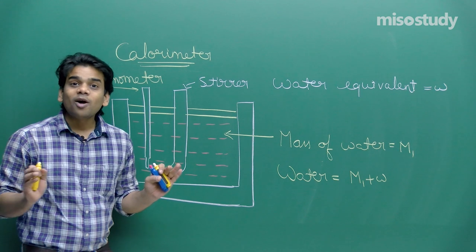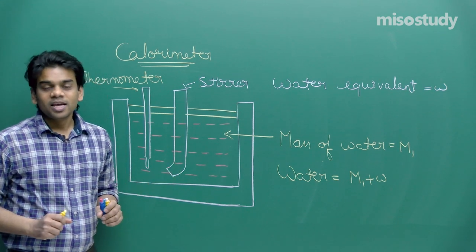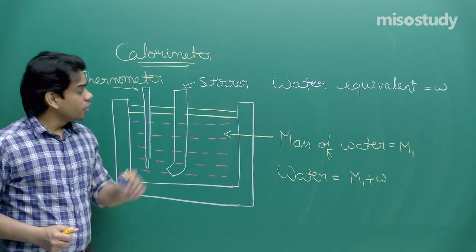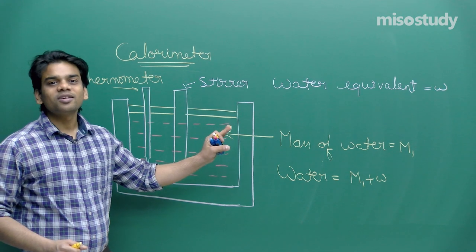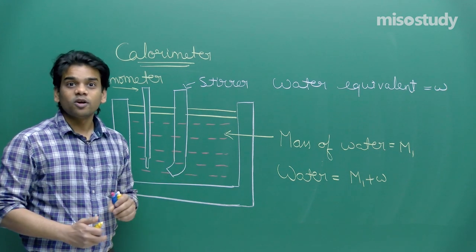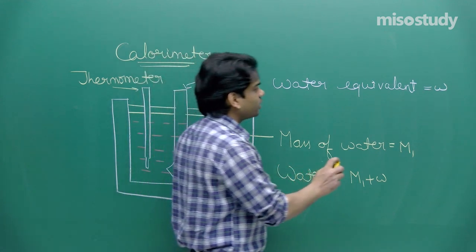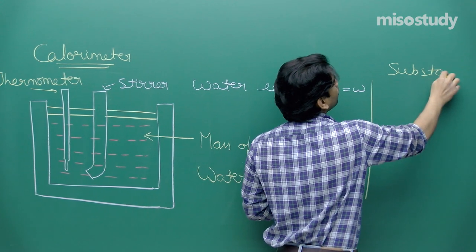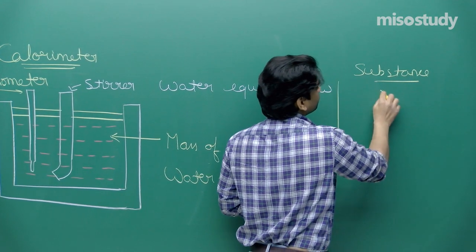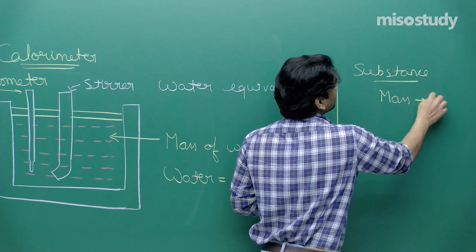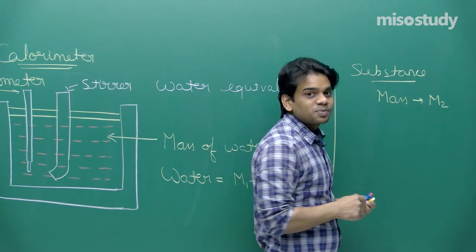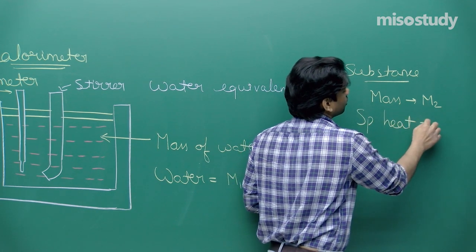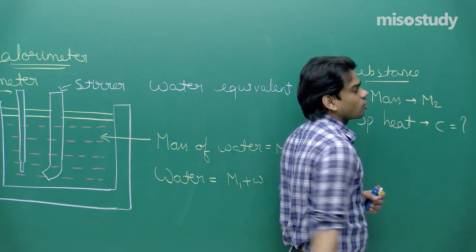Now see, how can we use this calorimeter? Suppose you have a substance whose specific heat is required. You know the water equivalent of this entire calorimeter. You want to calculate the specific heat of the substance. Let us say we have taken any substance whose mass is given as M2, and its specific heat is required. So we want to evaluate the specific heat of the object. This is what is required.